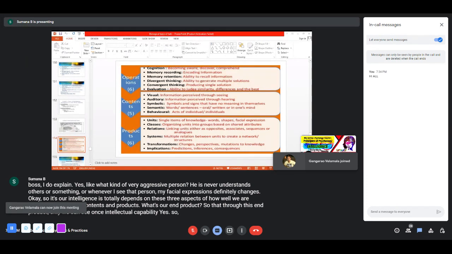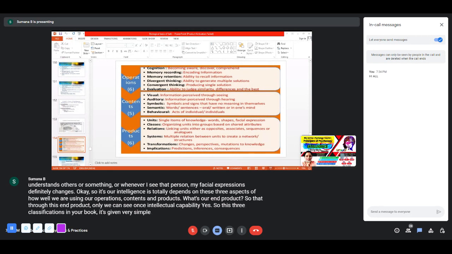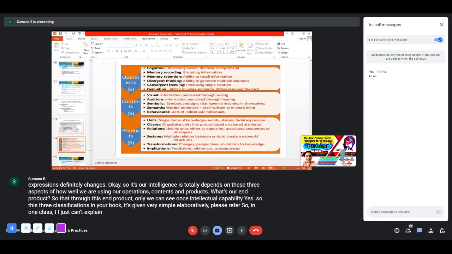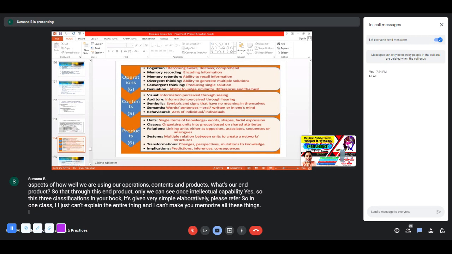These three classifications are given very simply and elaborately in your book. Please refer to it. In one class, I can't explain the entire thing, and I can't make you memorize all these things. I just give a brief overview of these theories. It totally depends on how well you practice.